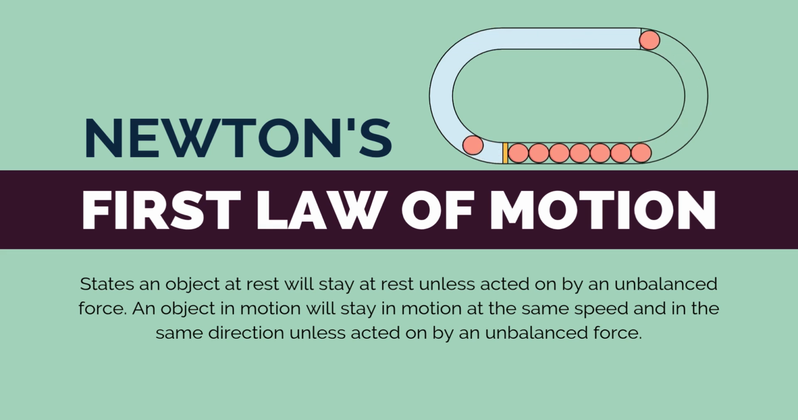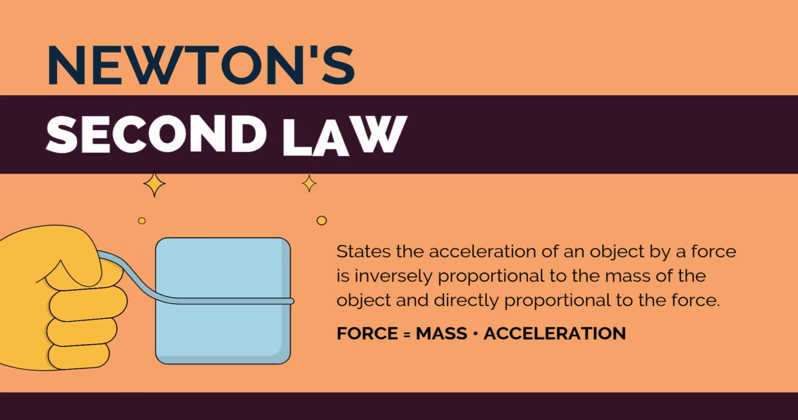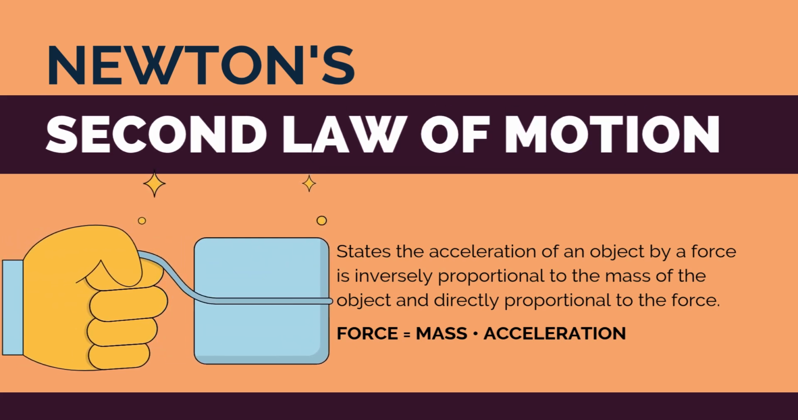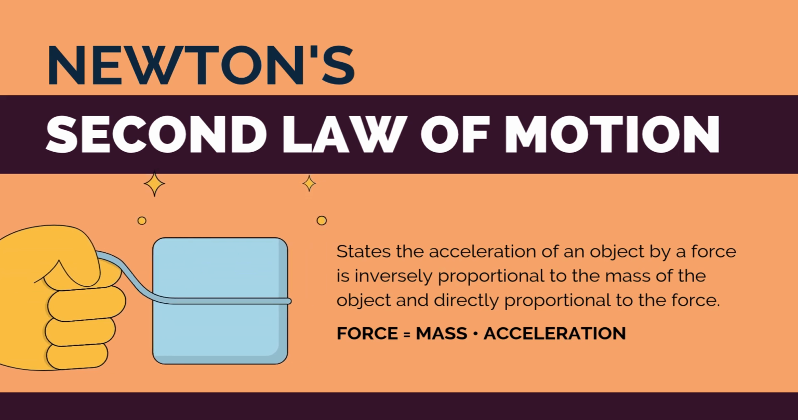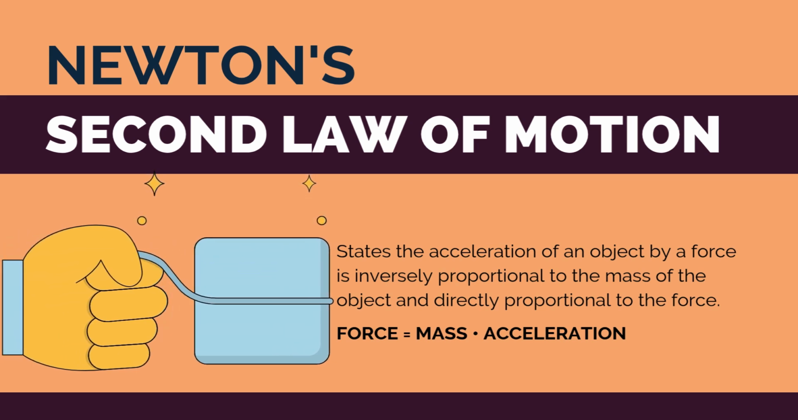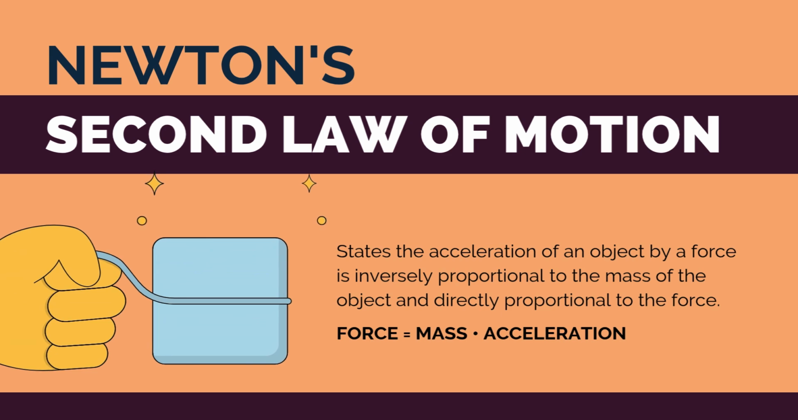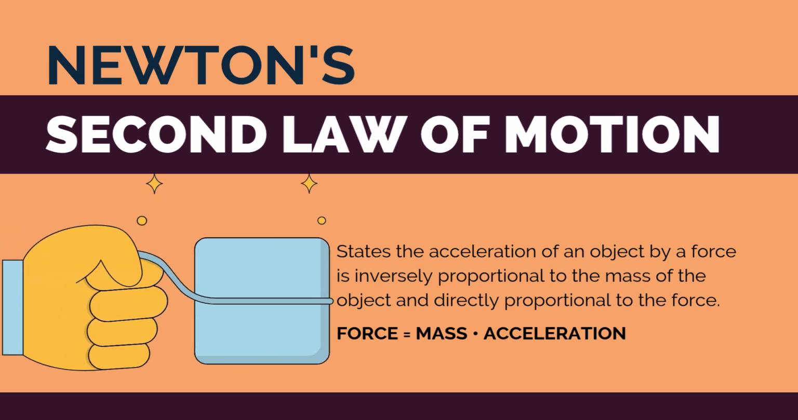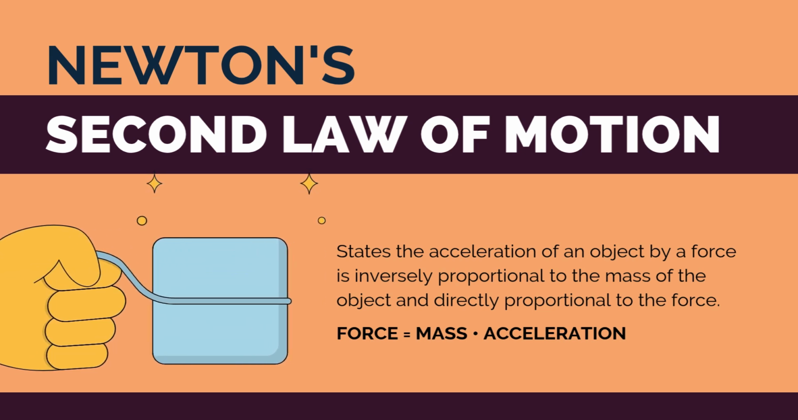It's why a ball won't roll unless you kick it, or why a moving car keeps going until brakes are applied. Newton's second law explains how force is related to mass and acceleration. The more force you apply, the faster an object moves, if its mass stays the same. This is summarized in the formula force equals mass times acceleration.